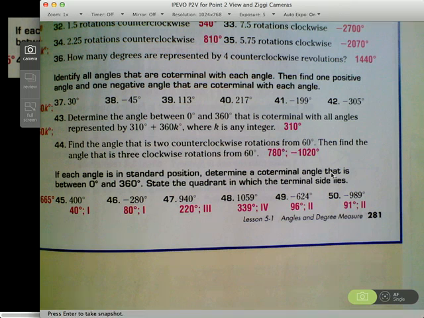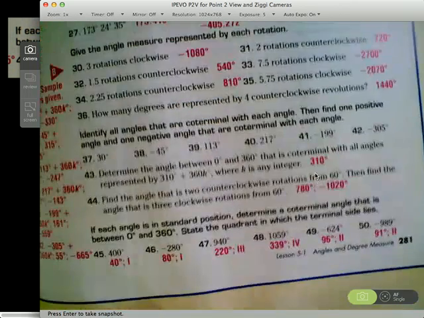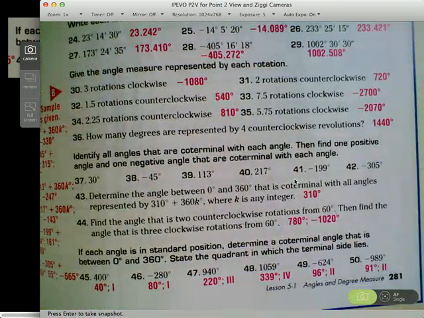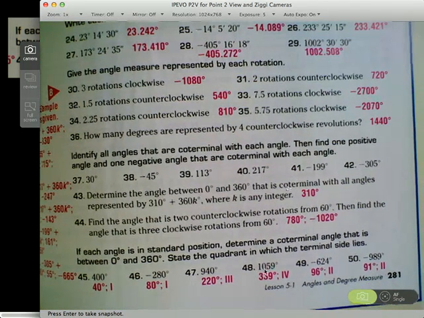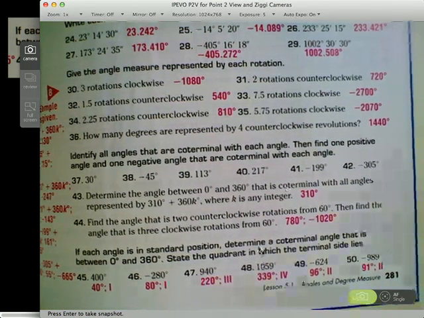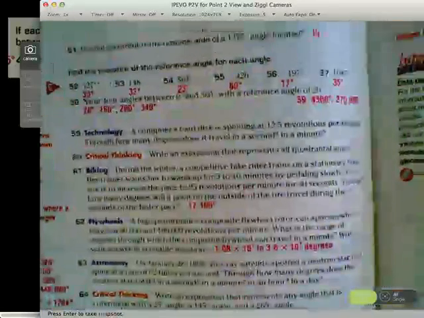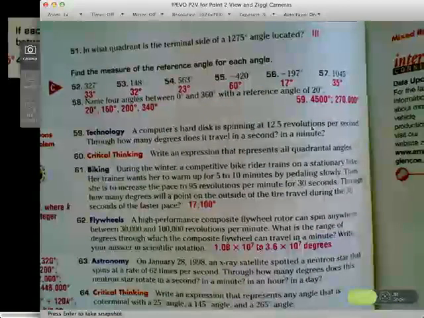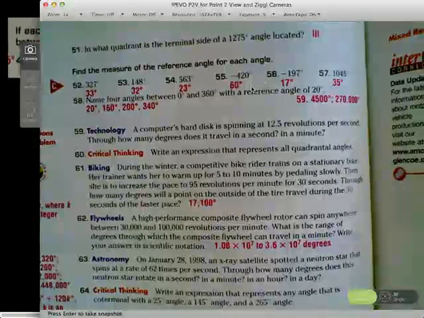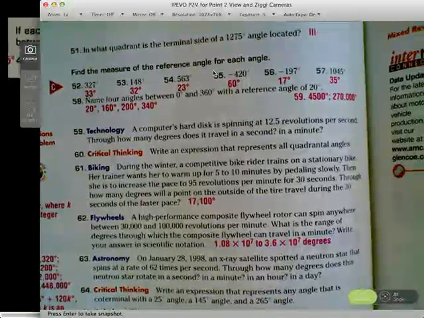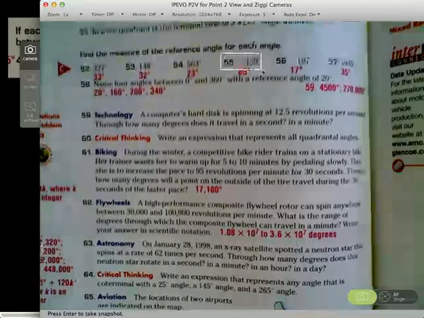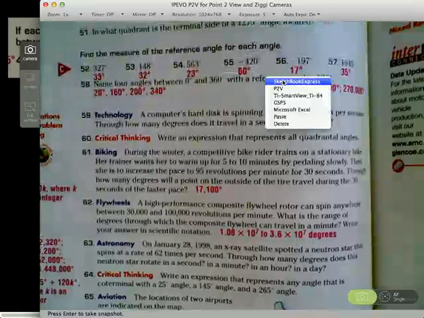So how about maybe one other question? Did we have any reference angle problems? Find the measure of the reference angle for each. So yeah, we'll do the problem with 55. That's the time it is, 11:55.